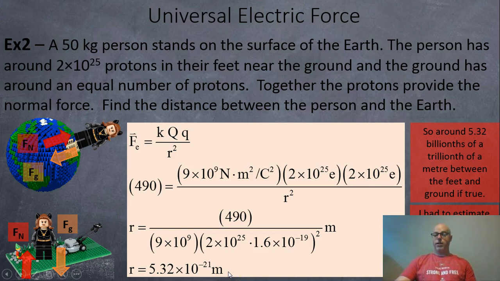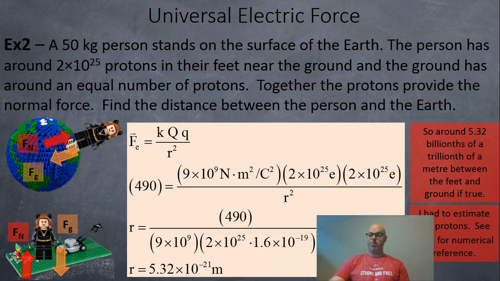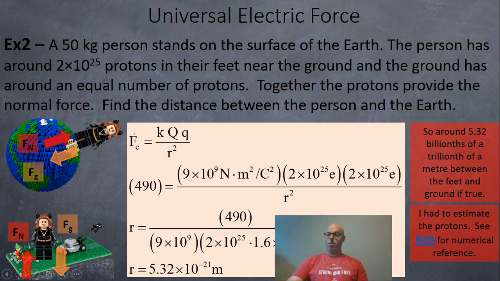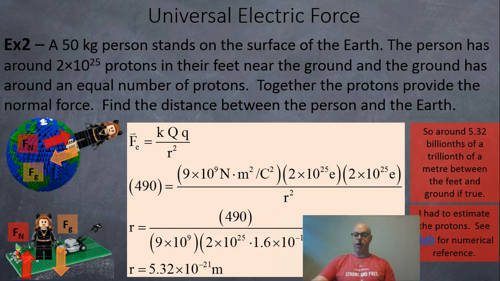And I think that's not even the width of an atom, so you're pretty much right in there. So that's 5.32 billionths of a trillionths of a meter between your feet and the ground. I had to estimate the protons. If you click on this link, JLab, you'll see where I got the number of protons from. It'd be hard to count for real, right?